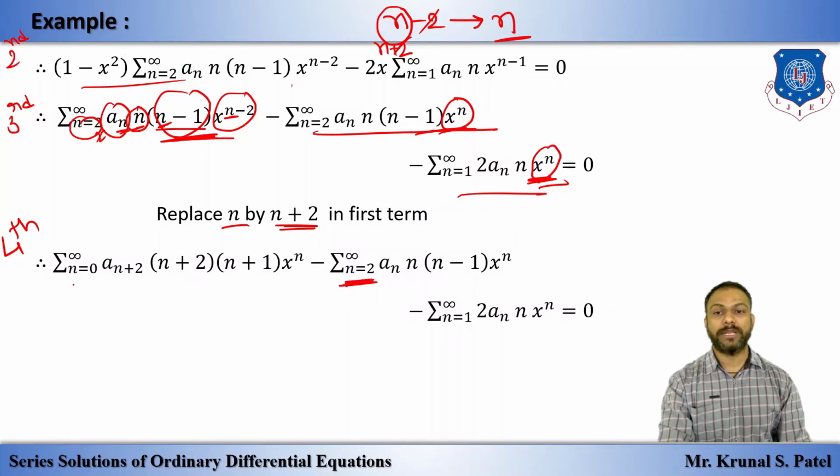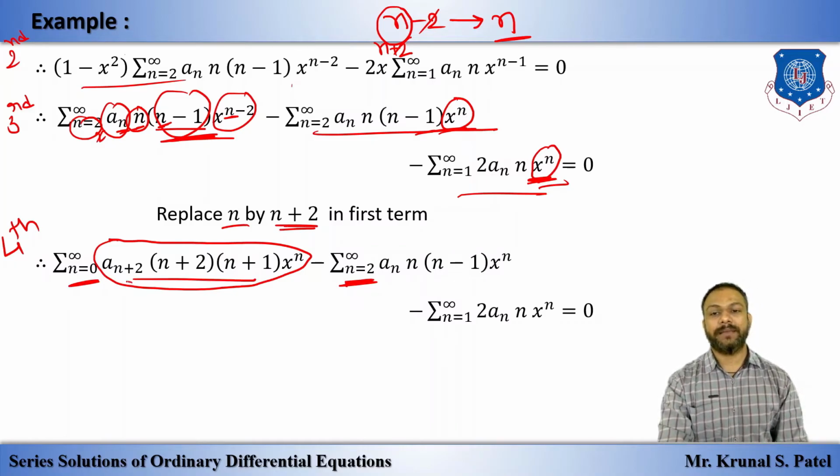So we will put n is equal to 0 and 1 in this term, and then sigma can start from n is equal to 2. So we will put n is equal to 0 first, then plus, we'll put n is equal to 1, and plus we'll start with n is equal to 2.